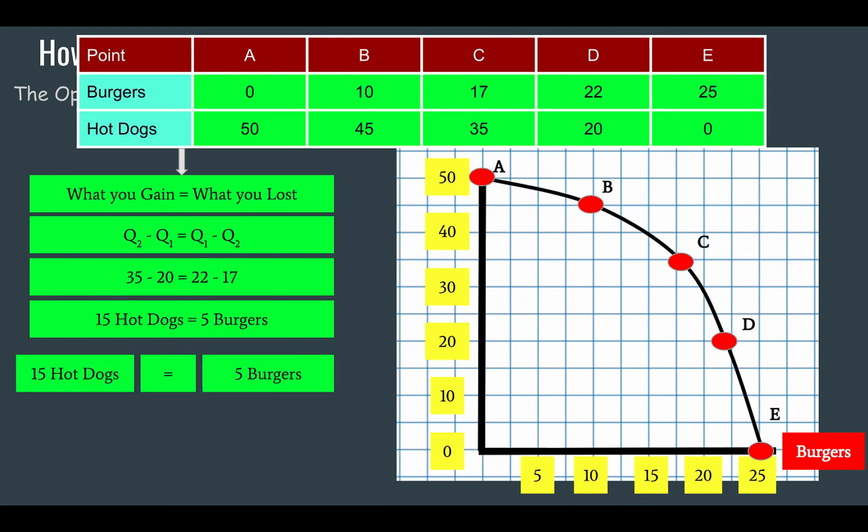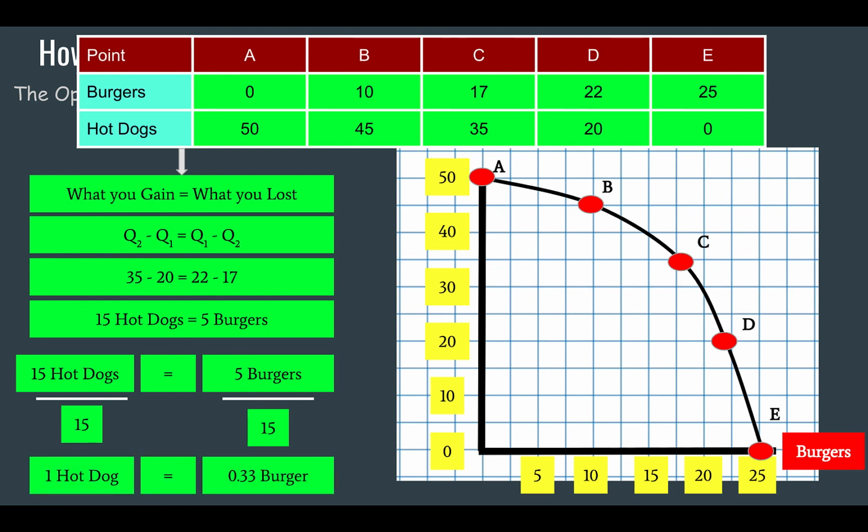And again, I keep on saying, write it down in terms of what you gain equals what you lost, because then you'll know what to divide by. We want to get the left equal to 1. So what we're saying here is that from D to C, in order to increase the production of hot dogs by 1, on average, it costs us 0.33 of a burger.